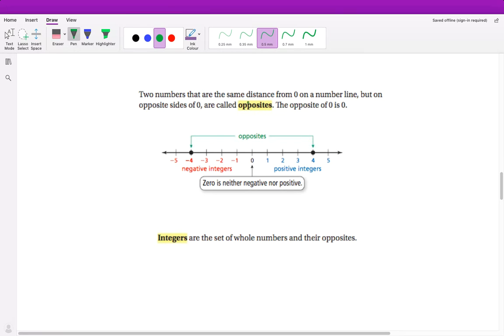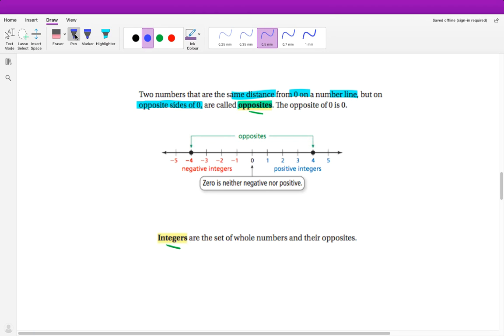All right, now the last things that we're going to talk about before we get into some examples are these two key terms, opposites and integers. All right, first let's talk about the opposites, because we kind of already talked about this before, but we just didn't give it its specific name. So two numbers that are the same distance from 0 on a number line, but are on opposite sides of the 0, they are called opposites.